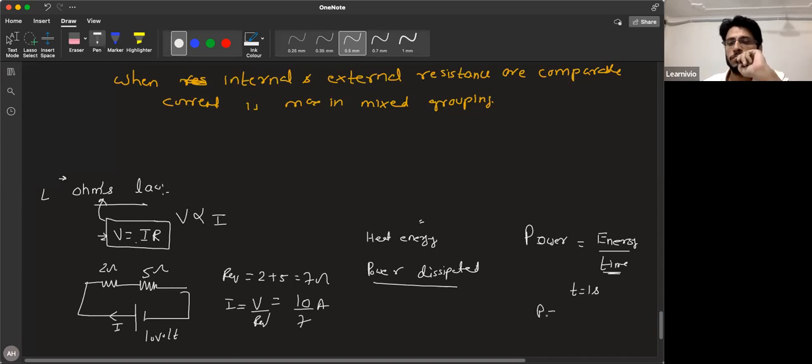Then what would be the relation between power and energy? So what is power? Power is nothing but energy in unit time. Energy per unit time is known as power, right? So these are the things that we'll be using in today's lecture.